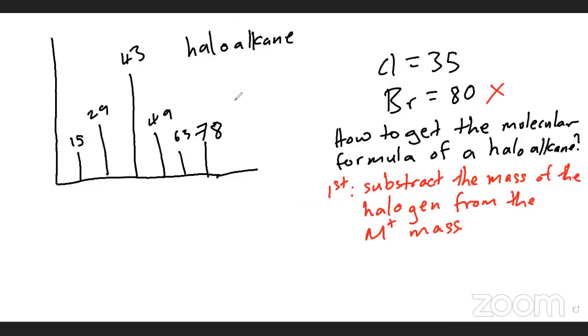So you're going to say 78, take away 35. That would give you 43. The first thing I do if you get a haloalkane, subtract the mass.